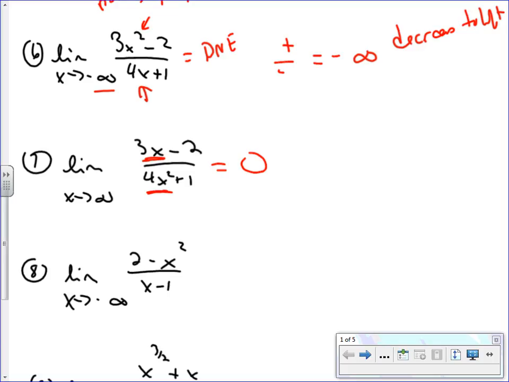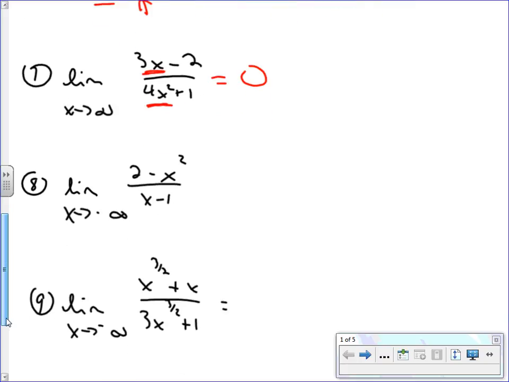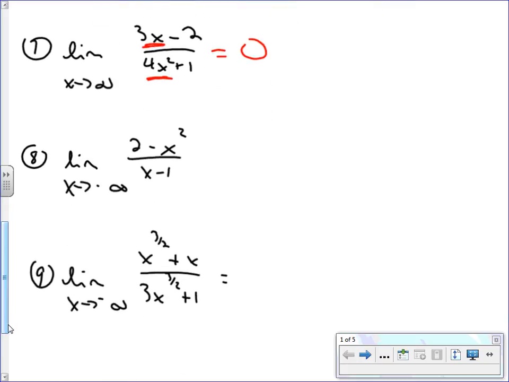Okay, the next one, I put this one in the wrong place. Oh well, the numerator has a higher degree than the denominator. So this one is going to be does not exist. I should have put this one before the does not exist ones.